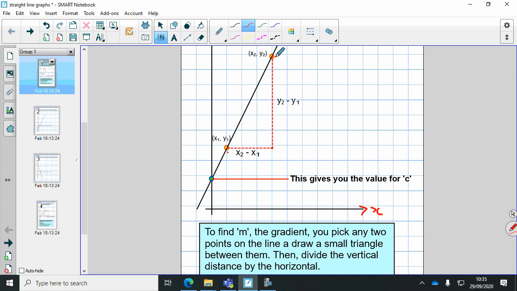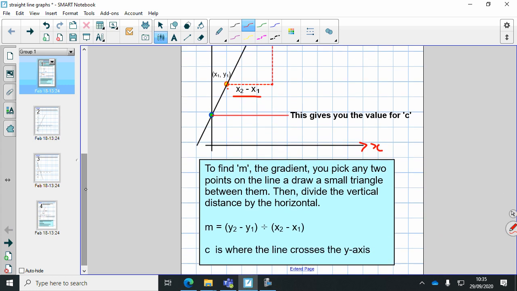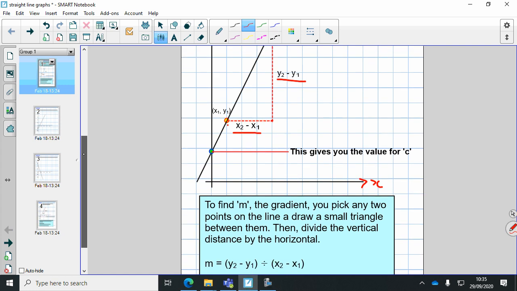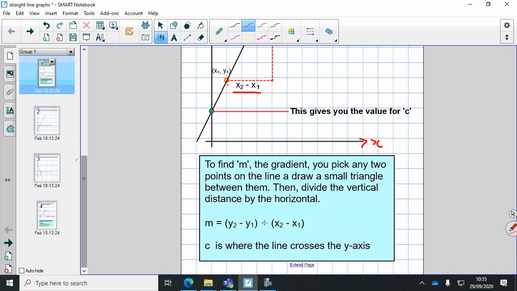And then what we do is we calculate the distance vertically of this triangle and the distance horizontally of this triangle, and we divide those two numbers. So it is always the y distance divided by the x distance. So m is equal to y2 minus y1 divided by x2 minus x1. Okay, you'll see this further with an example shortly.